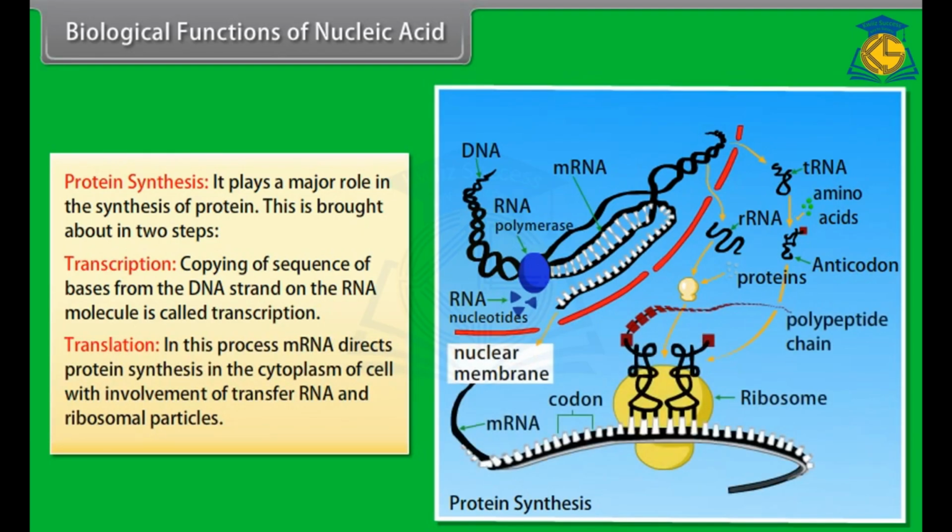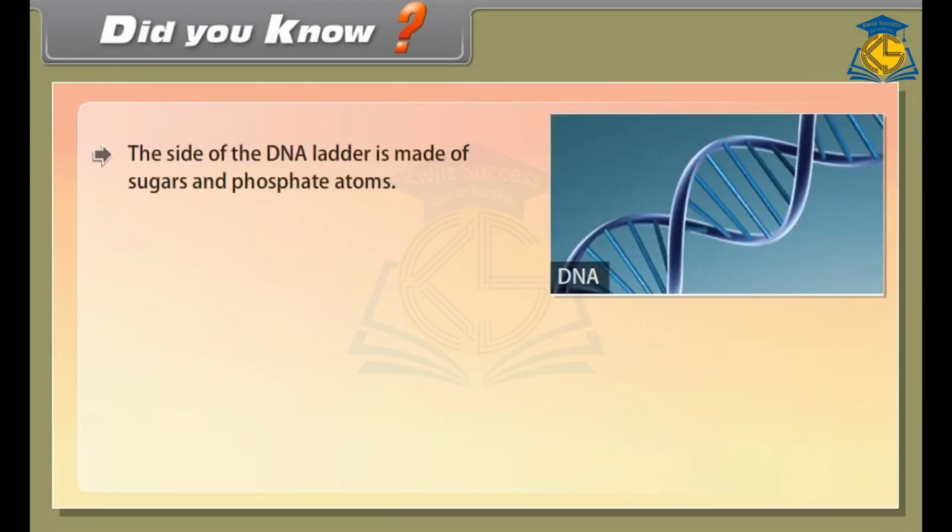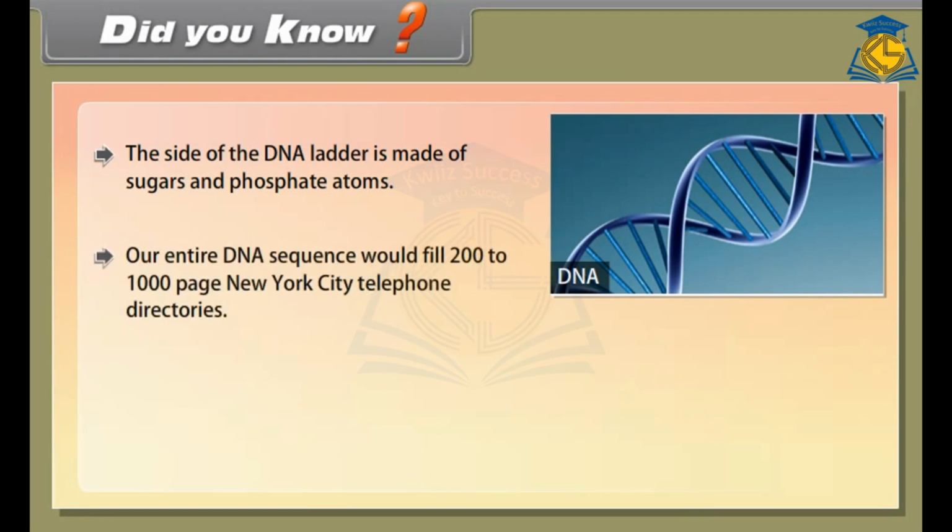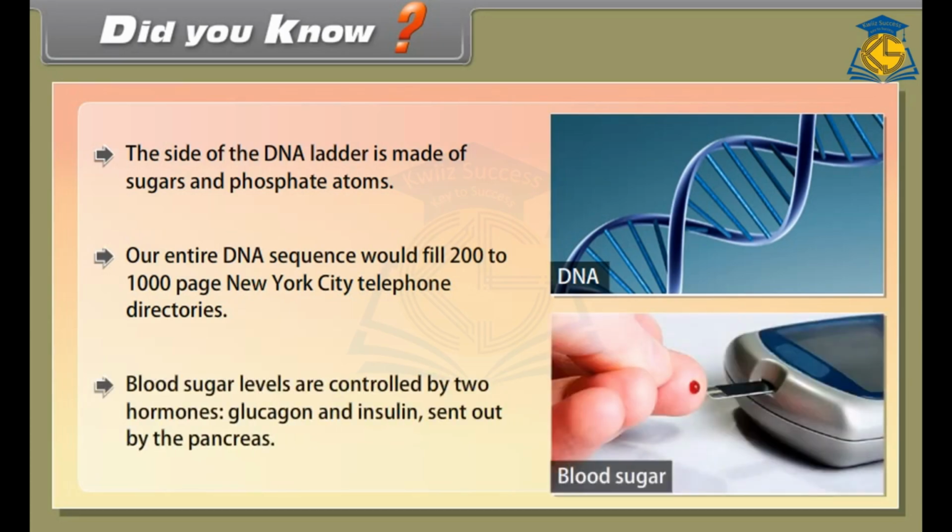Translation: in this process, mRNA directs protein synthesis in the cytoplasm of the cell with involvement of transfer RNA and ribosomal particles. Did you know? The side of the DNA ladder is made of sugars and phosphate atoms. Our entire DNA sequence would fill 200 to 1000 page New York City telephone directories. Blood sugar levels are controlled by two hormones, glucagon and insulin, sent out by the pancreas.